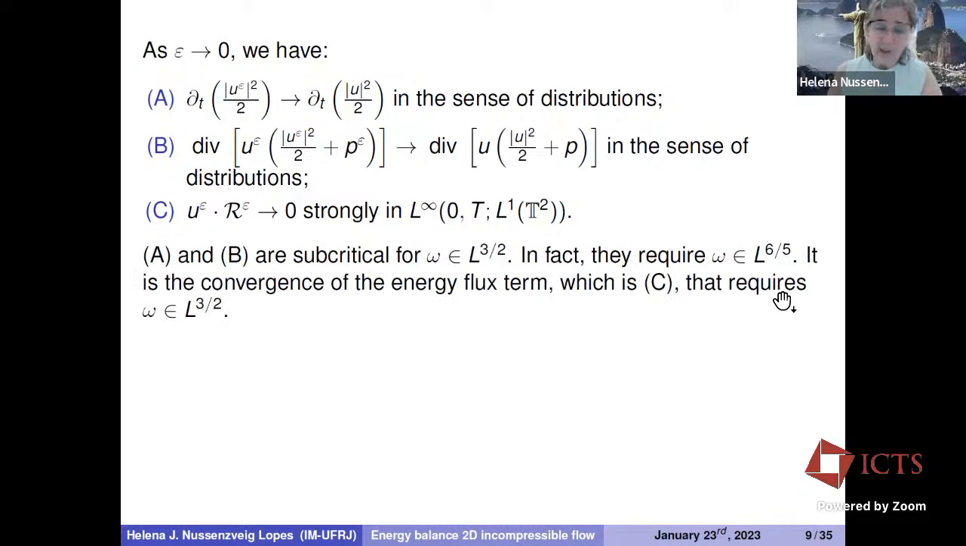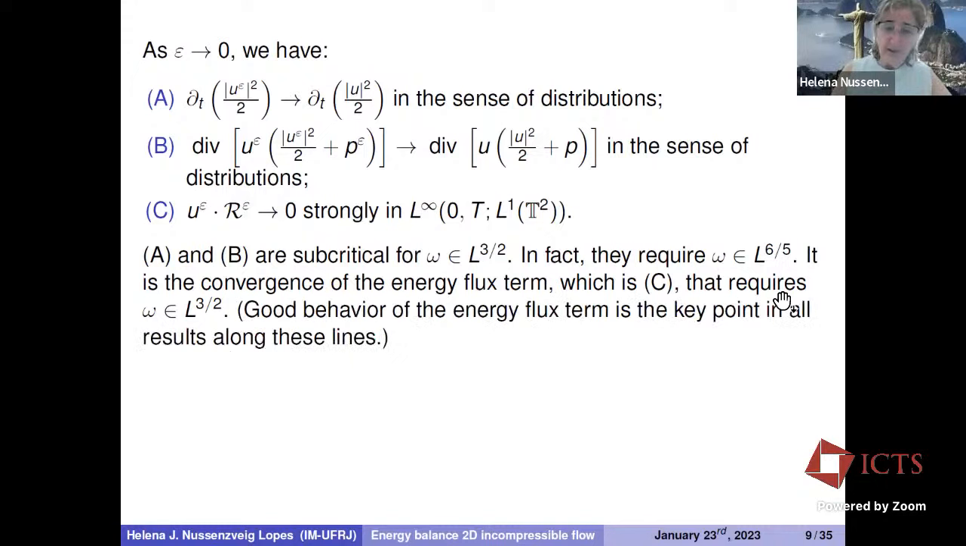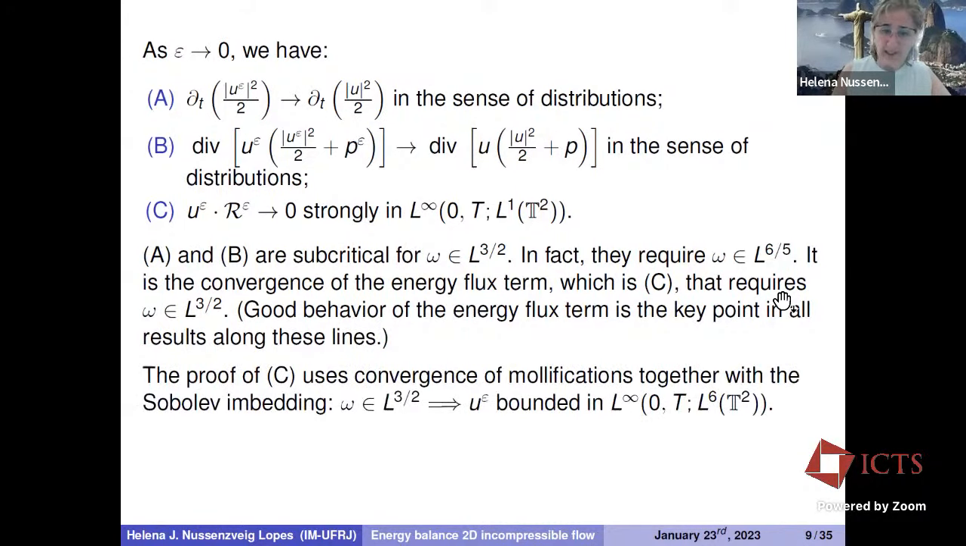However, the error term, C, requires omega in L3 halves. Okay, so good behavior of the energy flux term is the key point in all of the results along these lines, along the rigidity line. So the proof of C uses the convergence of the mollifications together with the Sobolev embedding, which says that if the vorticity is in L3 halves, then the velocity is in L6, and then Hölder's inequality. It's very, very simple. It's elementary.